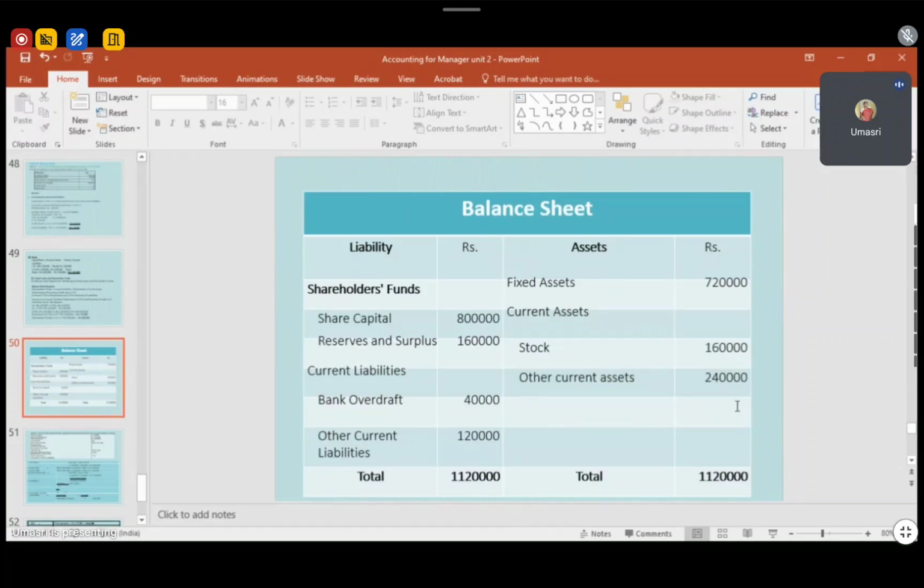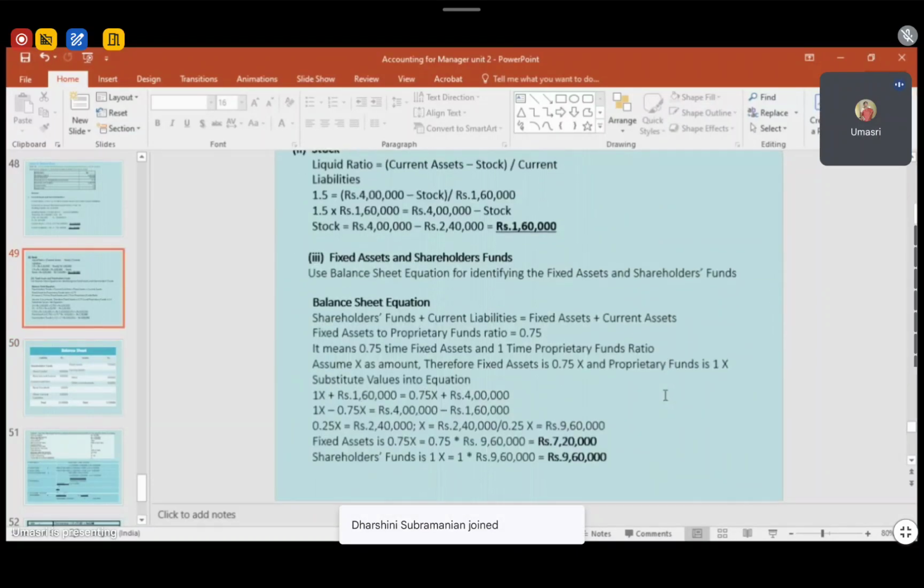Current asset totally is 4 lakhs. You have to show separately what the stock value is. We have calculated 1,60,000 as stock value. For the other current asset you have to write 2,40,000. So total current asset is 4 lakhs. Now we have to make the total of the balance sheet, liability side and asset side. Okay. Do you understand this? How to prepare?